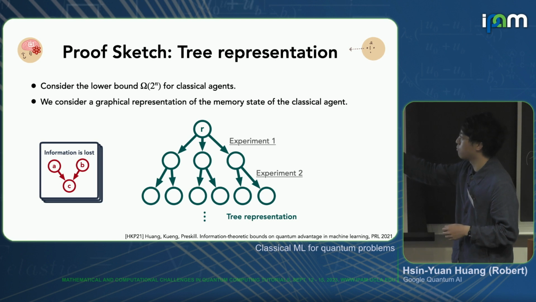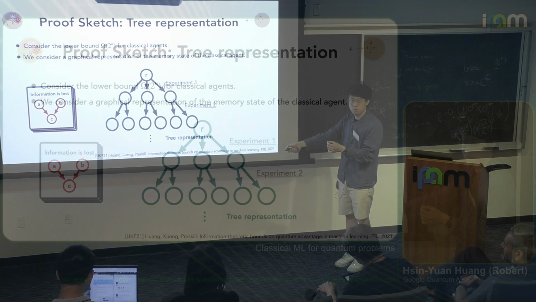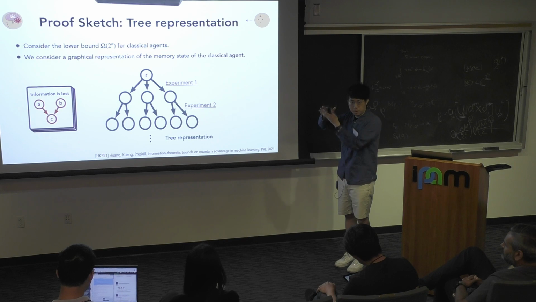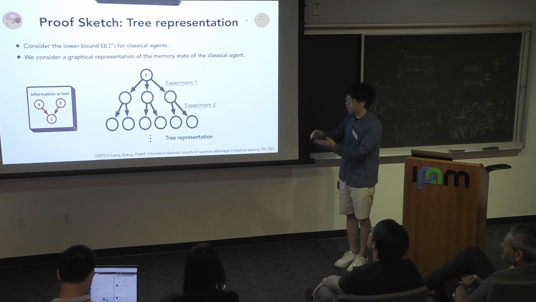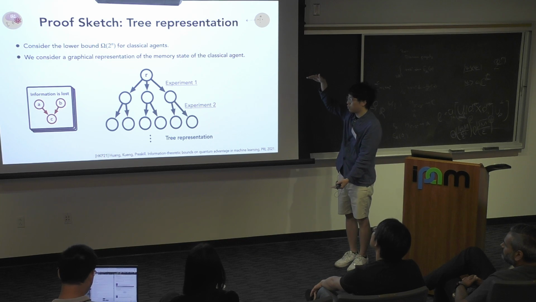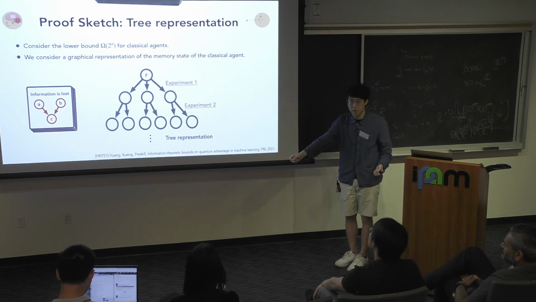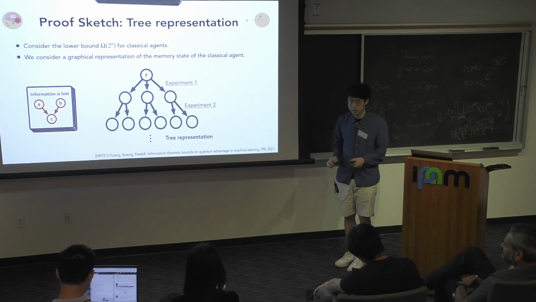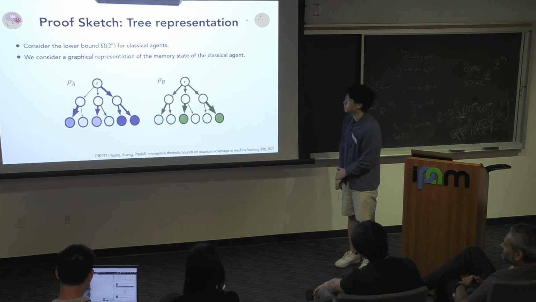So it will start from some root node. Based on the experimental outcome, it might move to one of its child nodes, and then continue. And this tree will be exponentially growing. So if one conducts t experiments, then this tree will have a depth of t and a number of leaf nodes that scales exponentially in t. So that's the picture one should have.